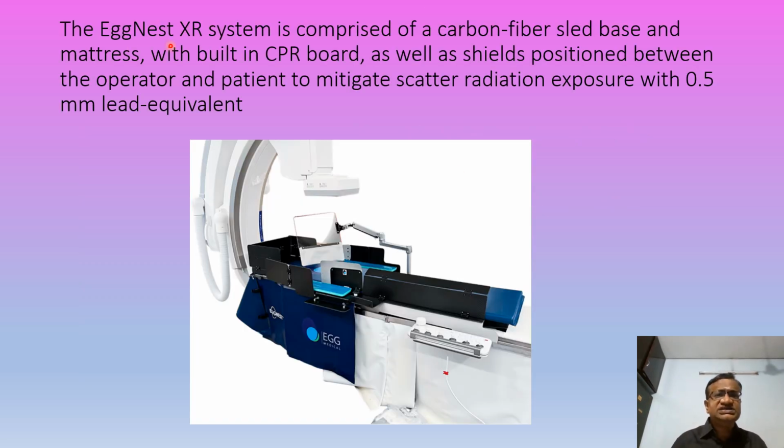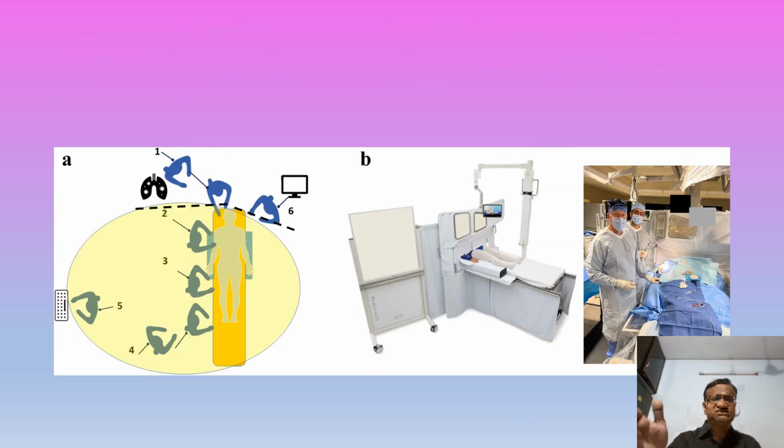Now we can see the Egnest XR system, carbon filter, sled-based mattress, between the operator and the patient. Now you can see here, there are shields like this. So from the patient, the scatter radiation is less. So this is scatter radiation. There are so many systems like this.